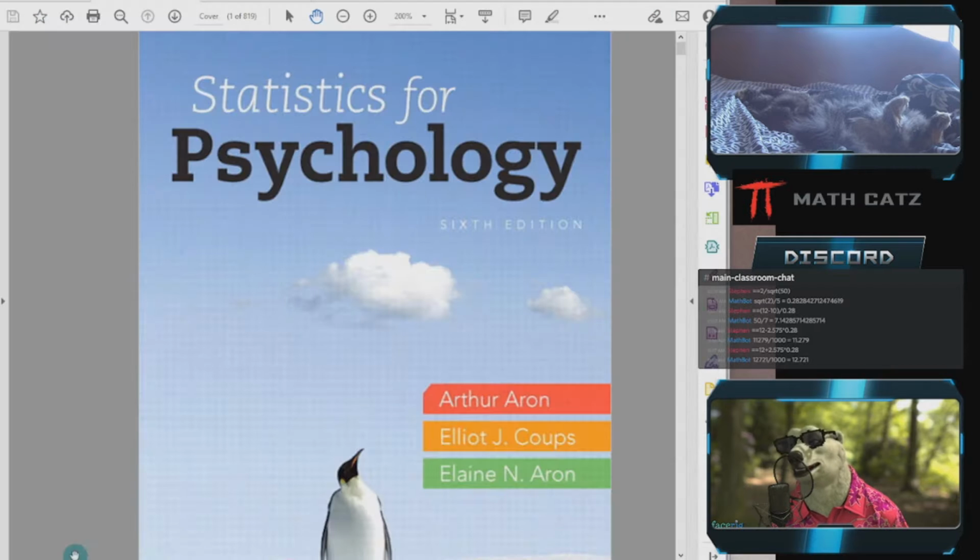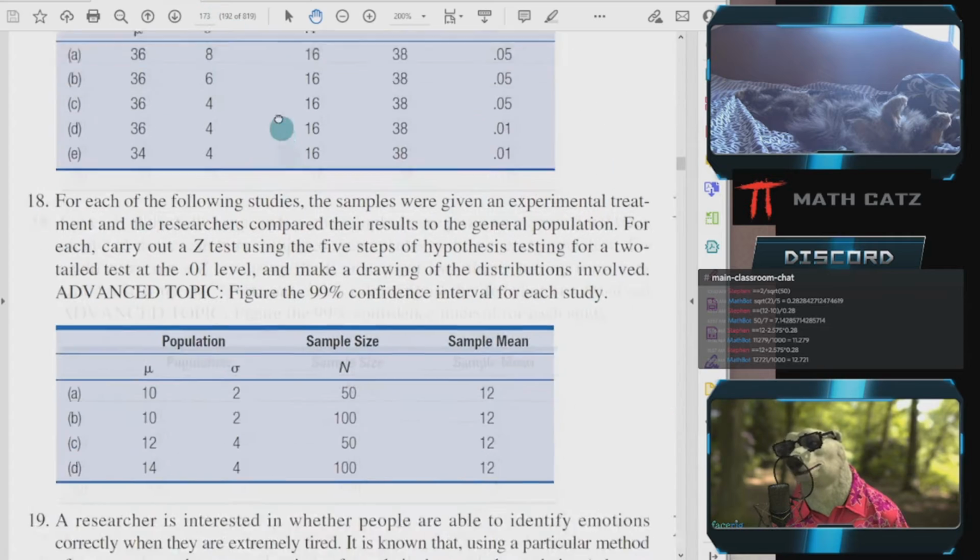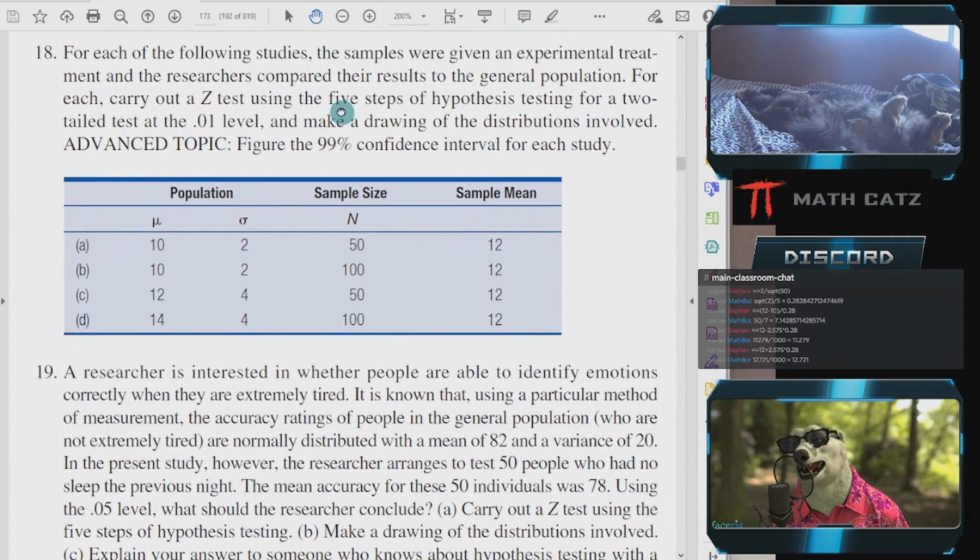Also a reminder that we will refer to problems in the statistics book. Very good introduction regardless of your discipline, but this one does focus a little more on psychology. Don't let that stop you from using this book. A very good introduction book. We're on page 173 today, number 18, that I'll move to the top here.